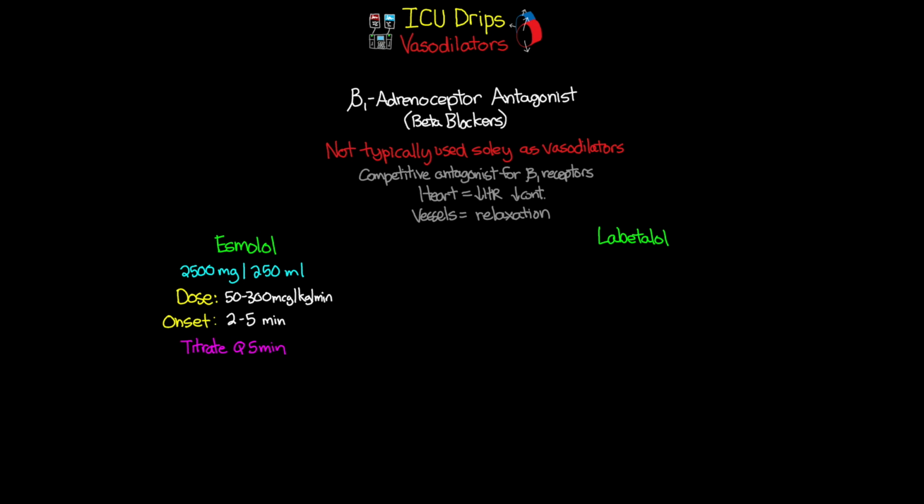Now when we talk about labetalol, we're typically going to find this in a mixture of 500 milligrams and 250 mLs. Our typical dose is going to be 2 to 8 milligrams per minute. It is important to know that we don't want to exceed a total dose of 300 milligrams. From there, our onset is again 2 to 5 minutes, and this one we're typically going to titrate every 10 minutes. Like I said, these aren't typically used solely as vasodilators, and you're typically going to see these used to reduce a patient's heart rate.